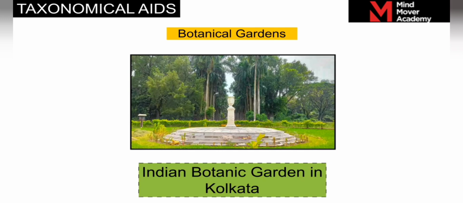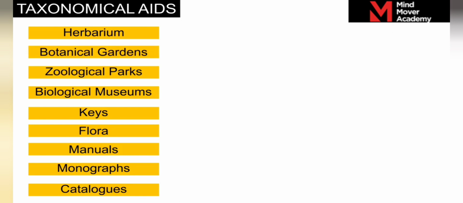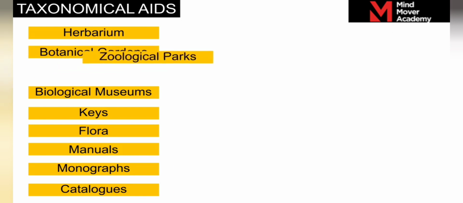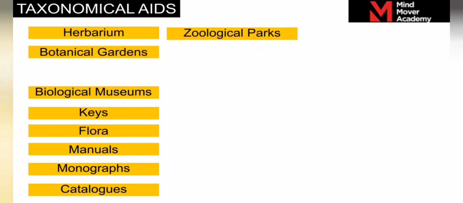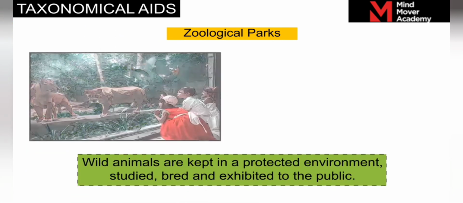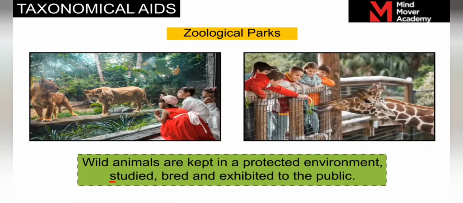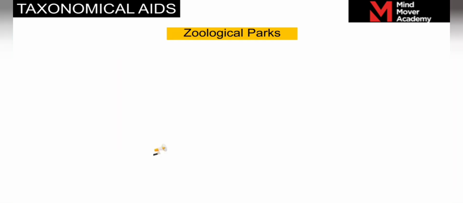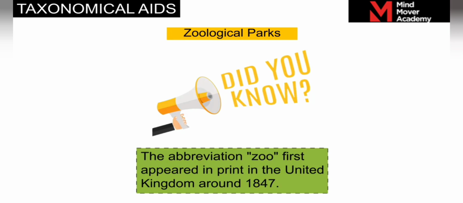Alright, so we have studied about plants. Want to study about animals now? So let's just head to zoological parks, or as we say it, the zoos. So here, wild animals are kept in a protected environment. They are studied, bred, and exhibited to the public. Did you know the abbreviation zoo first appeared in print in the United Kingdom around 1847?